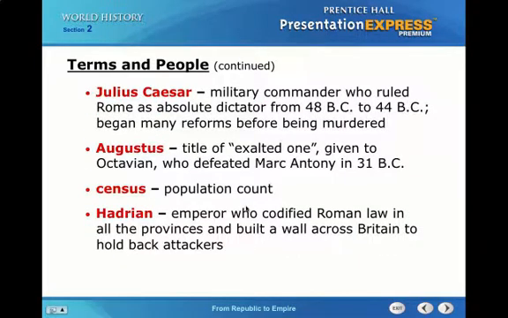Julius Caesar is a military commander who becomes absolute dictator. You could probably point to him as being the guy that leads to the downfall of the Roman Republic. But most people agree by the time of Augustus, it's no longer existent. Census, population count for tax purposes. Well, for other purposes. The Romans used them for tax purposes, and the United States uses them not just for taxes, but also for representation. And then Hadrian is an emperor who codified Roman law and built the wall across Britain.